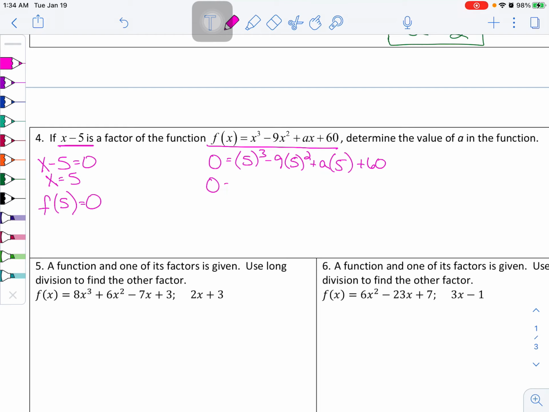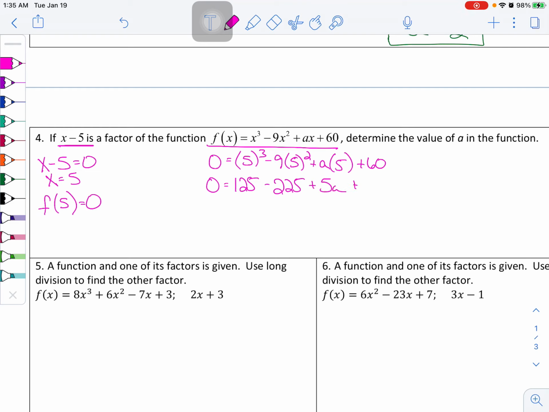Now, I want to simplify this. So 5 cubed is 125. 5 squared is 50 times 9. I think that's 450, but I want to double check. Nope, that doesn't sound right. 5 squared isn't 50. 5 squared is 25. All right. So that would be minus 225.